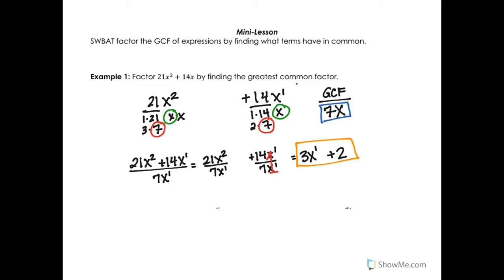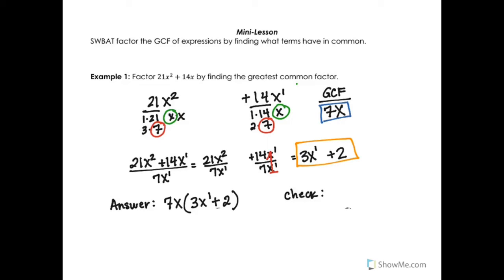Now remember that we must take those two things and use them to rewrite our expression as the product of these two things. So here my answer will be my GCF, which is 7x, times the other factor that I found by dividing by it, which is 3x to the first plus 2 in this case. Now remember that if you're not sure whether you did the right work, you can always check your answer to see if what you got is correct. So let's see how we can check this answer.